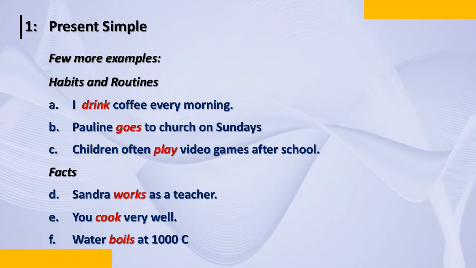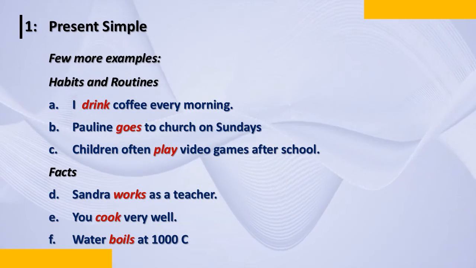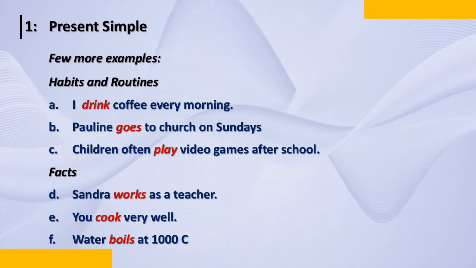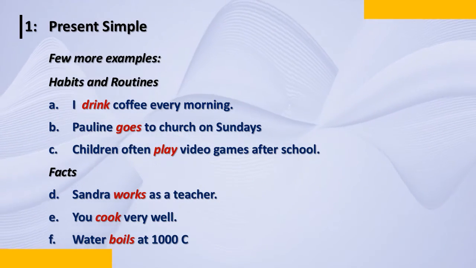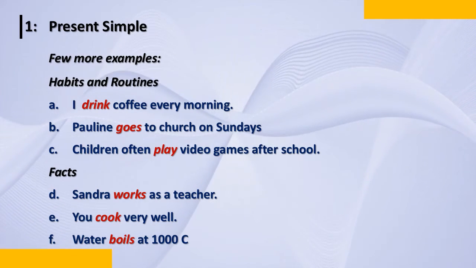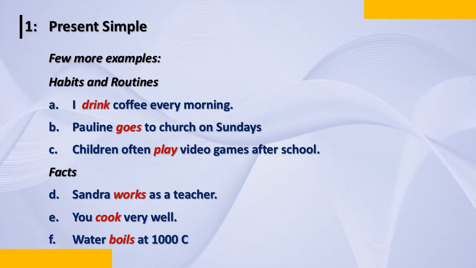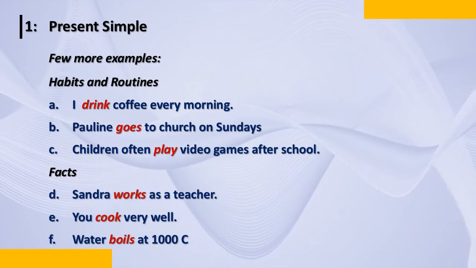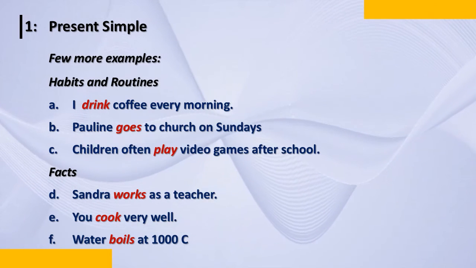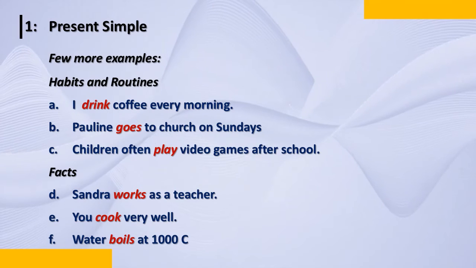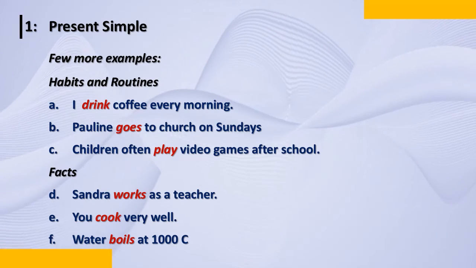These are three statements or three sentences which have a fact in them. There is some information in it. The first one, we know that Sandra is working as a teacher. The second one, we know it's you cook really well. Third, I'm talking about a third party, it, water. So water boils at 100 degrees centigrade.